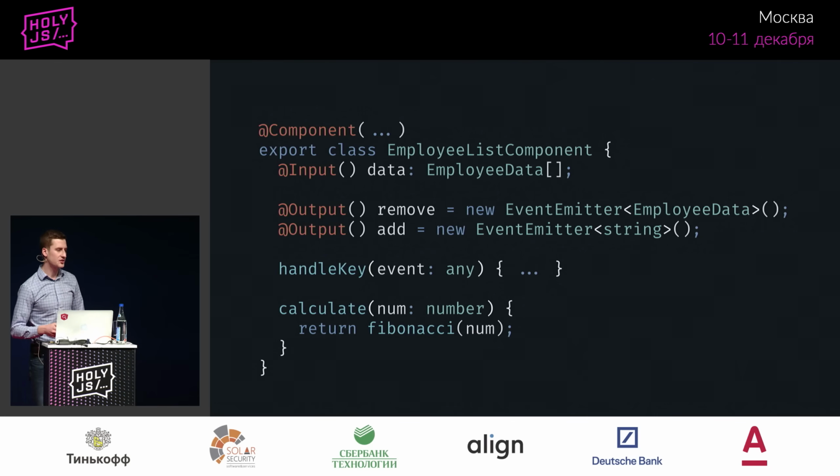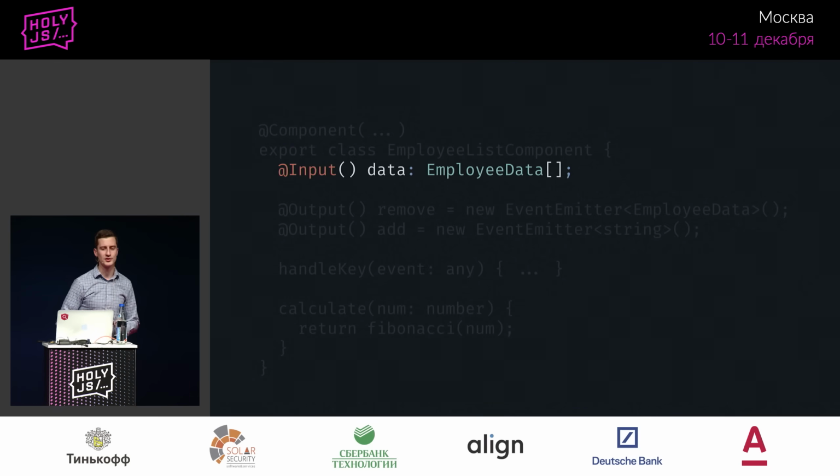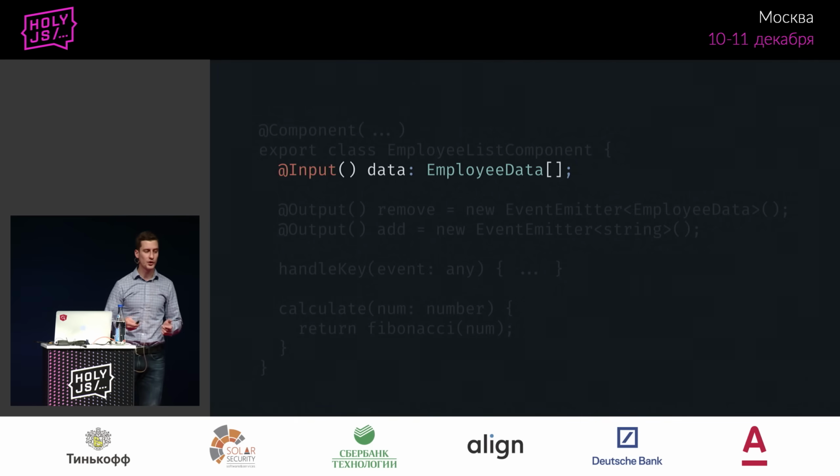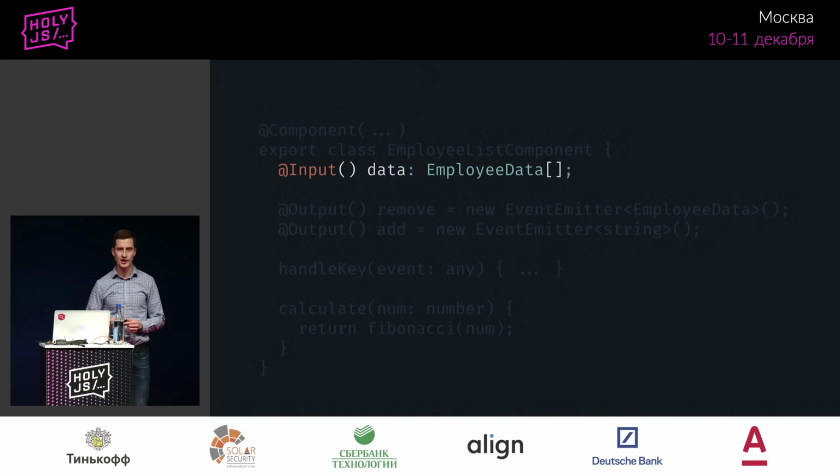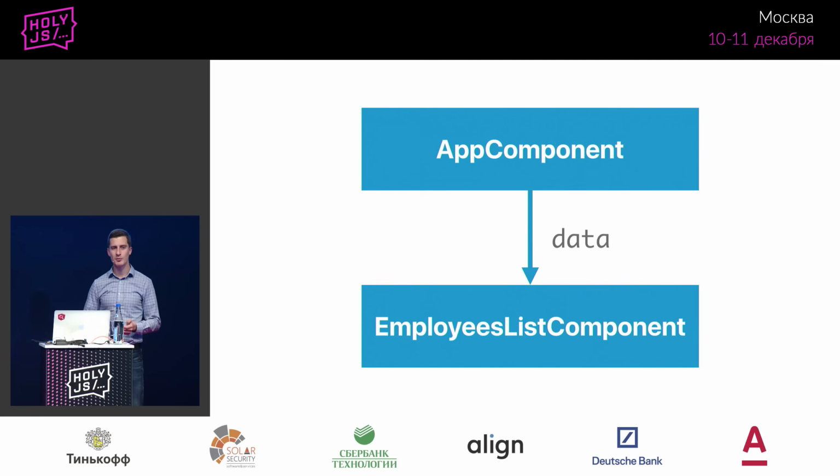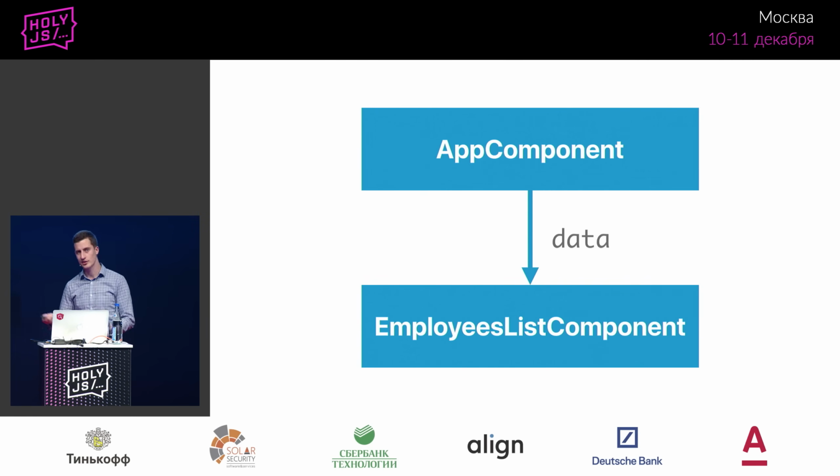So here is the class itself. It has a few important things inside of it. First, it doesn't hold state. It gets the state as properties, as inputs. And it receives this array of employee data from its parent component. So we can conclude that our app component passes some data to the employee list component, and the app component is something like a container component in the context of Redux.